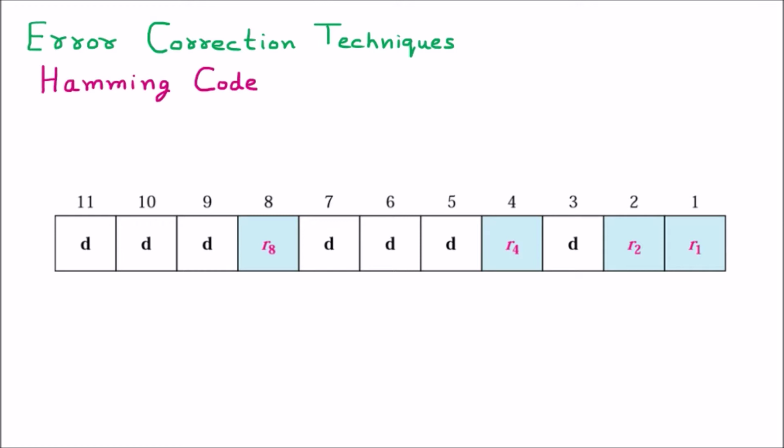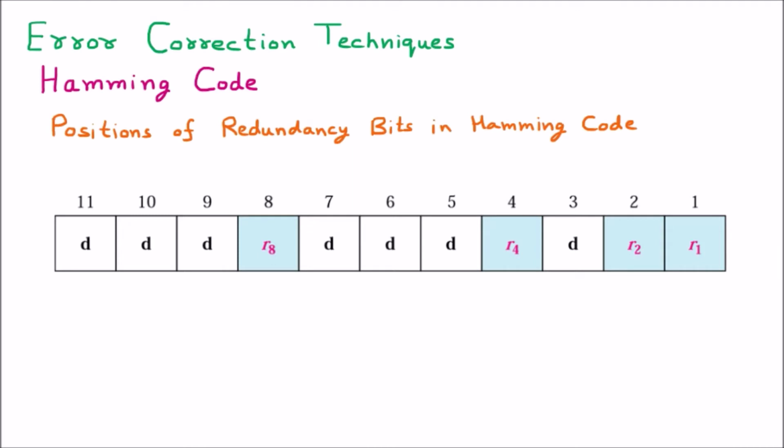Now first of all we are learning the positions of redundancy bits in the Hamming code. Talking about the redundancy bits, whenever we are sending the data, with that data we are going to send some redundancy bits so that at the receiver side, whenever the data is received, with those redundancy bits we are going to check whether the data is correct or not. These are the redundancy bits which are sent with the data for verification.